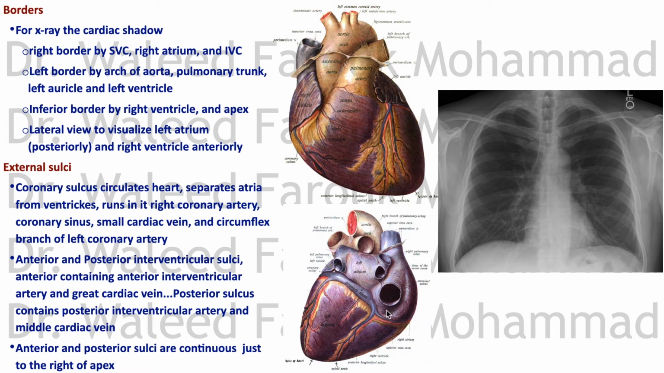You have the anterior interventricular sulcus that has the anterior interventricular artery in it with the great cardiac vein. You have the posterior interventricular sulcus, which has the posterior interventricular artery and the middle cardiac vein in it. So you have anterior and posterior sulci, and as you can see, they are continuous just to the right of the apex of the heart, which is formed by the left ventricle. These are the sulci you will find on the external surface of the heart.